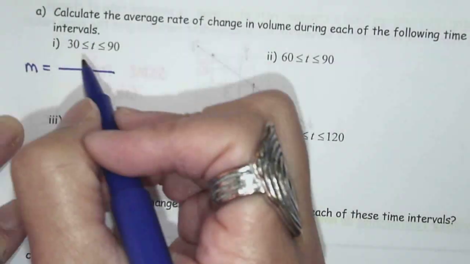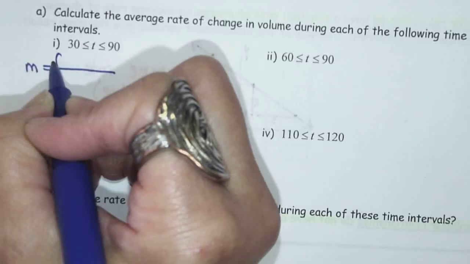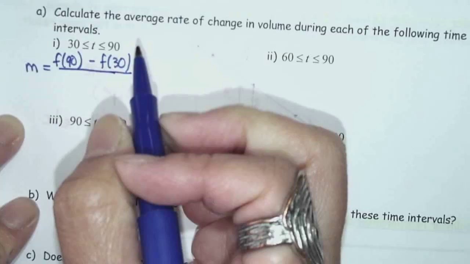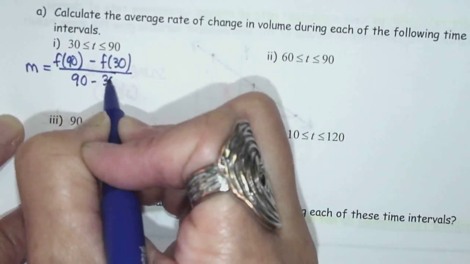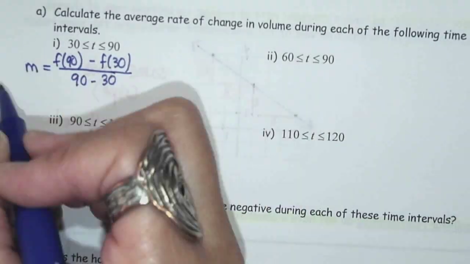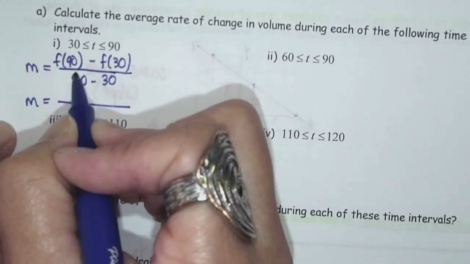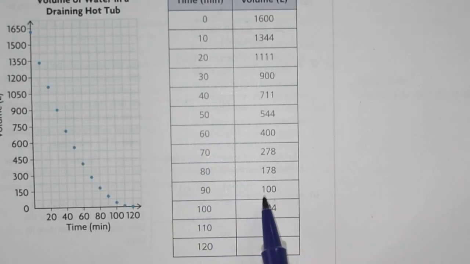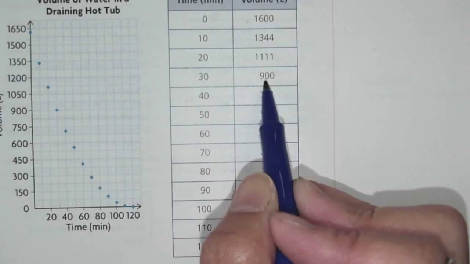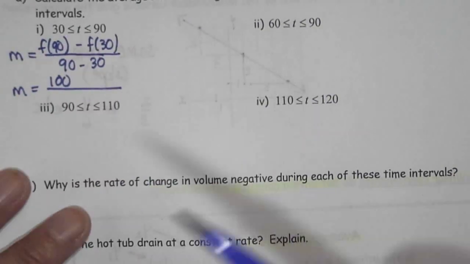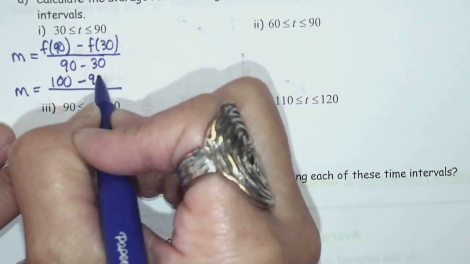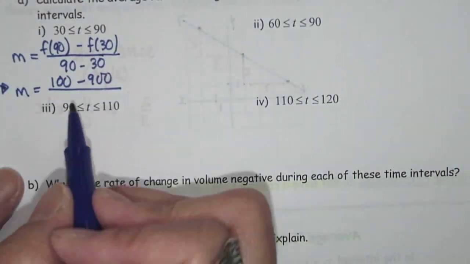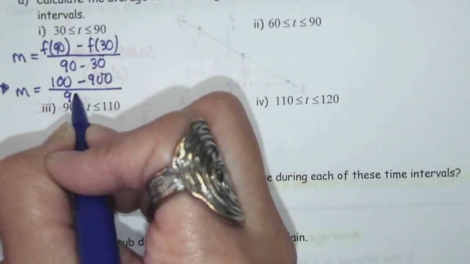and it's y2 minus y1. So this is going to be f at 90 minus f at 30 over 90 minus 30. You can skip that step if you want, and go straight to this one and just show me your y. So at 90, it's 100, right? And at 30, it's 900. So I'm getting my x and y's from here. I'll just do it a little faster because I know you can read off of a chart. So you can skip to this step if you want. You don't have to show me f at 90. You can go 100 minus 900 and then 90 minus 30.